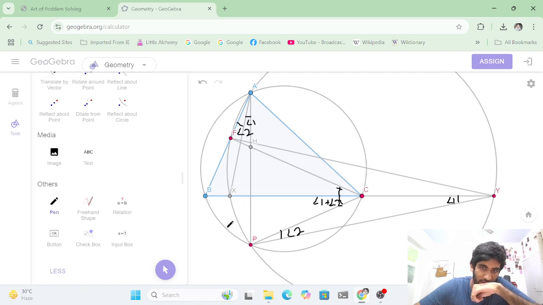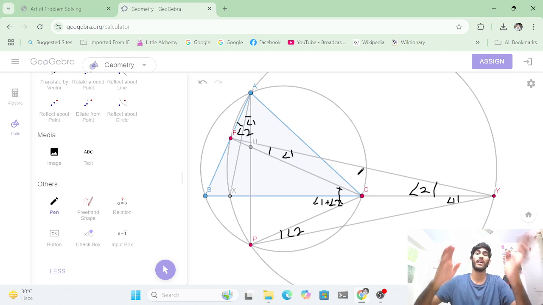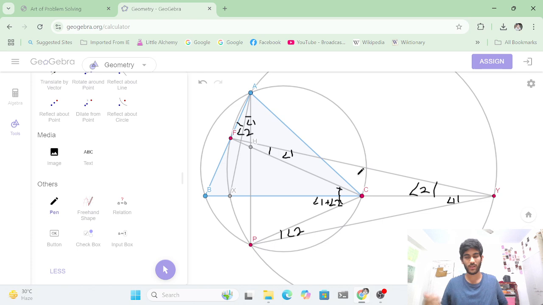this arc CF makes angle 2 in this bigger circle. So it must make an angle 2 here as well, because it's the whole arc thing. That is very preliminary. And so this becomes angle 1, similar to the reasoning we used in triangle CPY. So this is angle 1 as well.